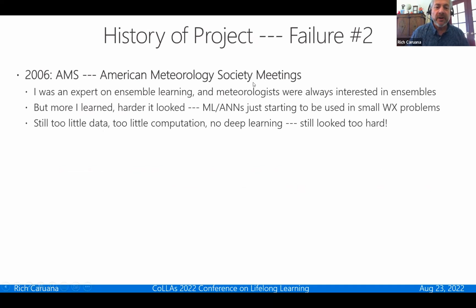I got myself invited to the American Meteorological Society meetings. I was an expert at the time in ensemble learning, so they were very interested in ensembles. In fact, the meteorologists were working on ensembles really before we were in machine learning, by taking average predictions from multiple forecasts. So I got invited to these meetings to see if it might be possible.